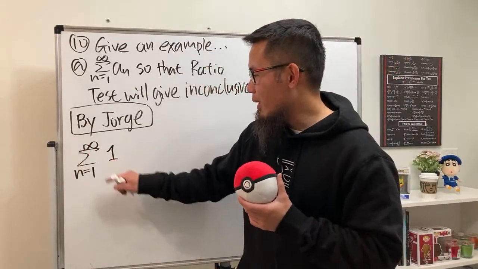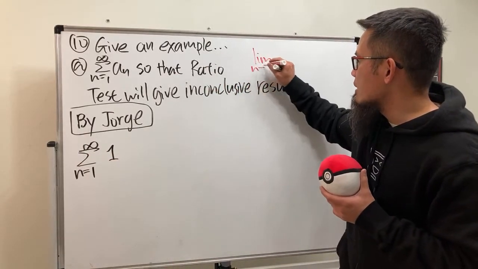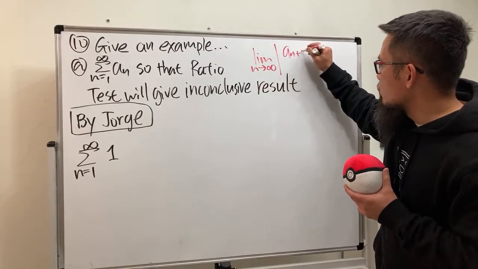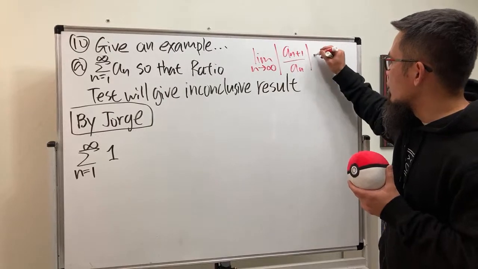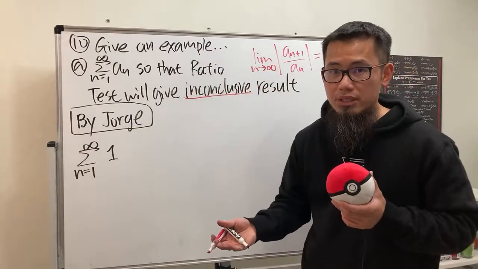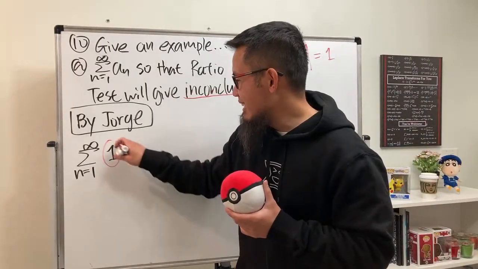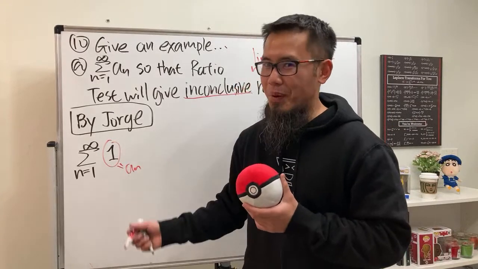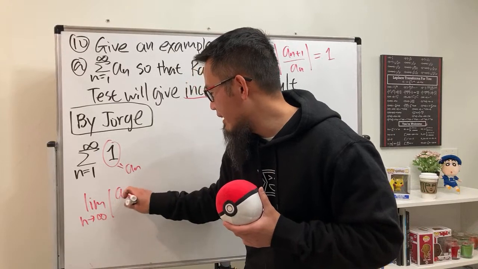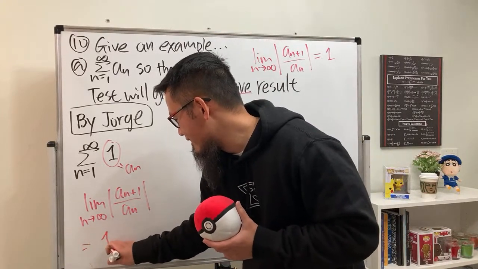The example that Jorge gave us is the series of 1. Why? Remember, the ratio test is what? We have to do the limit as n goes to infinity of the absolute value of an plus 1 over an. We want it to be equal to 1. That's what will make it inconclusive. So if you look at this right here, this is an, which is always 1. If you do the limit as n goes to infinity of an plus 1 over an, of course this is going to be 1.